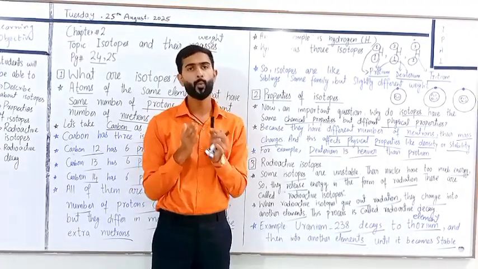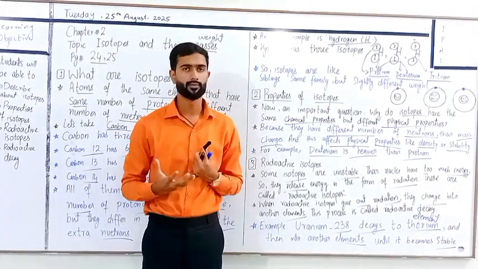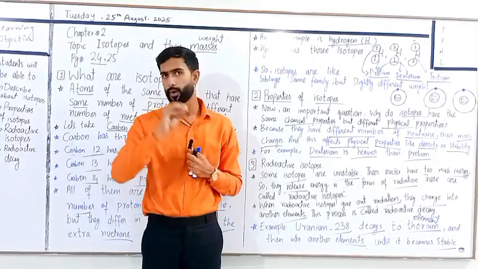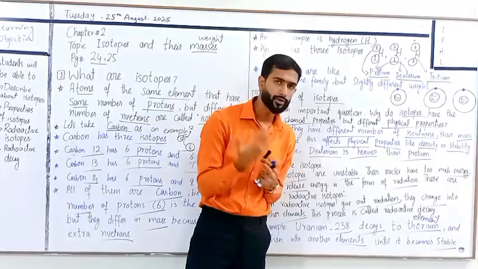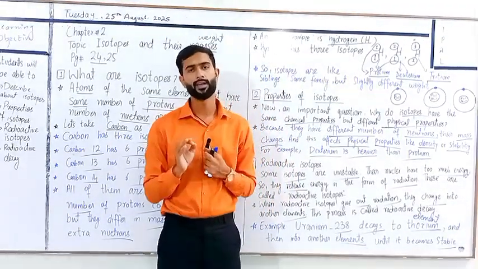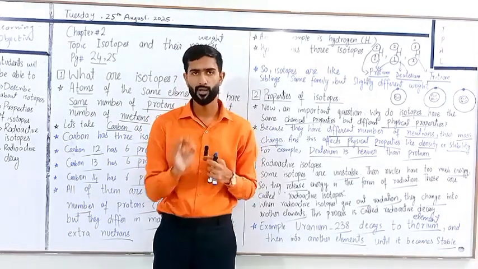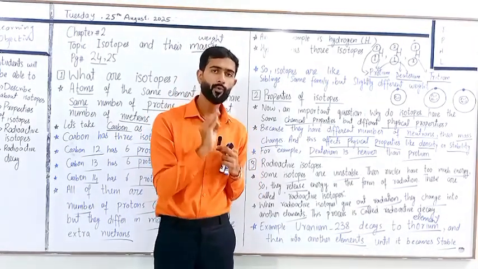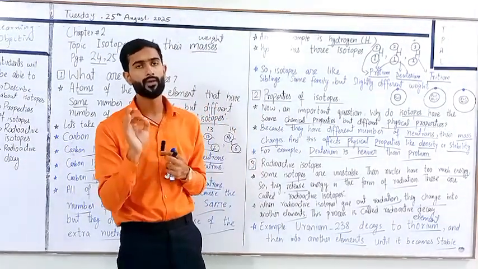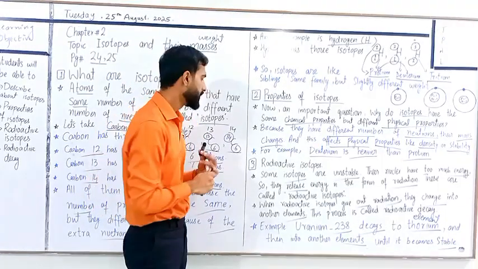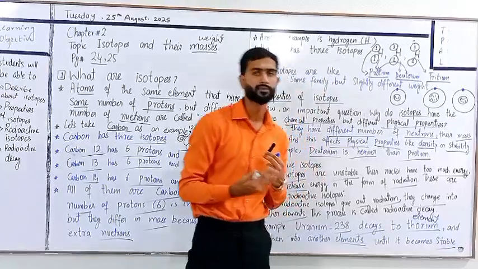So dear worthy students, it's time to discuss the last content of the day, that is radioactive isotopes. So what are radioactive isotopes? Some of the isotopes are highly unstable. Unstable means they are not in a stable form, they are not in balanced form. The question is why are they unstable? Because their nucleus has too much energy. So the nucleus of these isotopes releases energy in the form of radiations. That's why we call them radioactive isotopes.